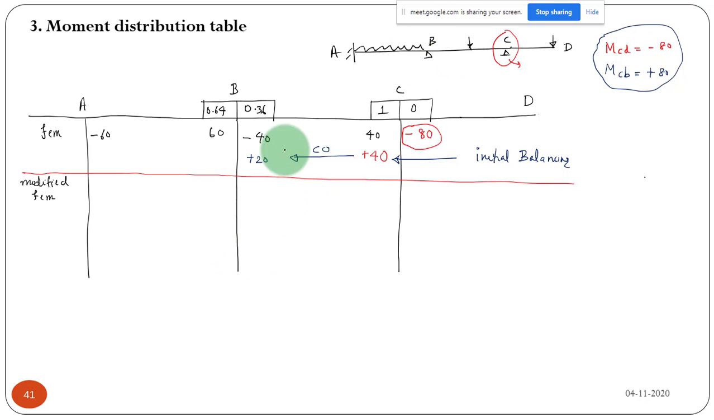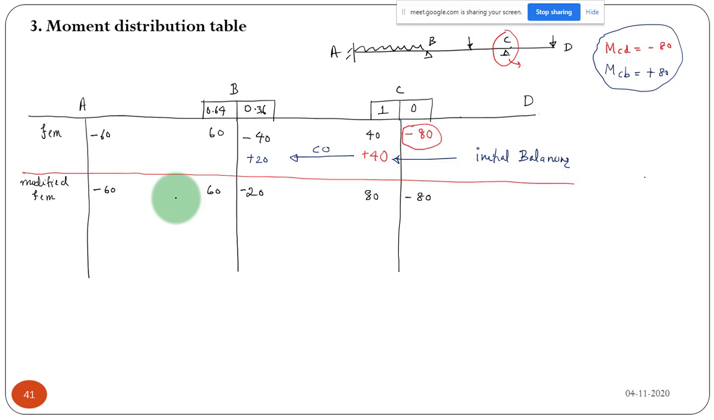Now you can write the modified FEM values, and that will be your first step in the moment distribution. It is the same as problem number 2. Here there is no change, this remains minus 60, and here also no change. Here minus 40 plus 20 becomes minus 20. This becomes 80, and this is minus 80. This is our first step, the modified FEM values.